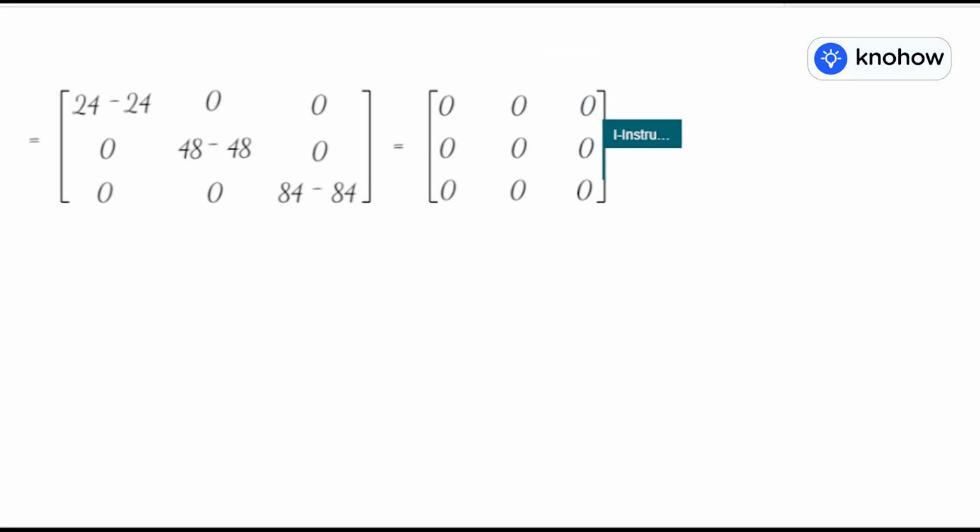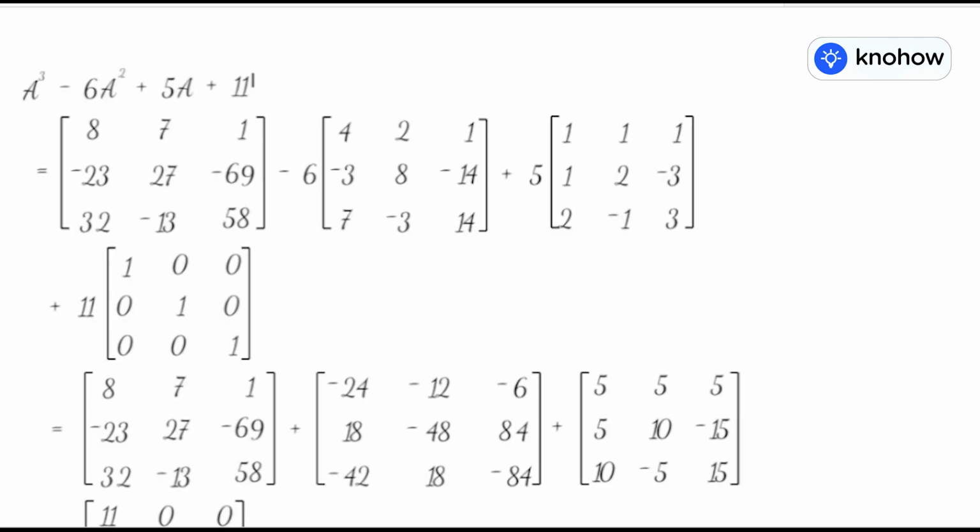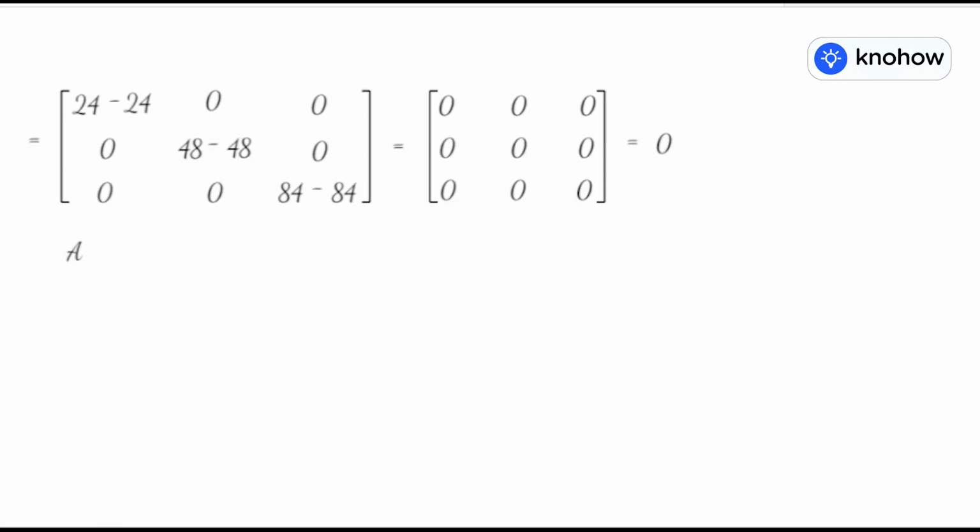So we conclude that by now we have established the required result, that is A cube minus 6A square plus 5A plus 11I equal to 0. So this is the required result.